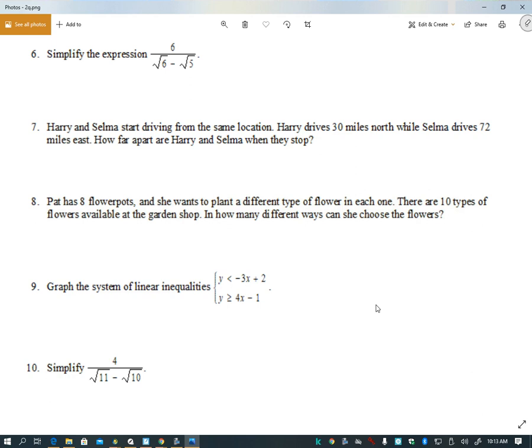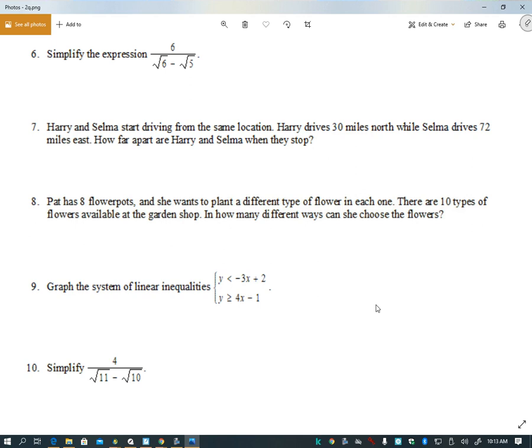Harry and Selma start driving from the same location. Harry drives 30 miles north. Selma drives 72 miles east. Selma's really trying to get away from Harry. How far apart are Harry and Selma when they stop? Can anybody tell me what equation we would use to solve this?